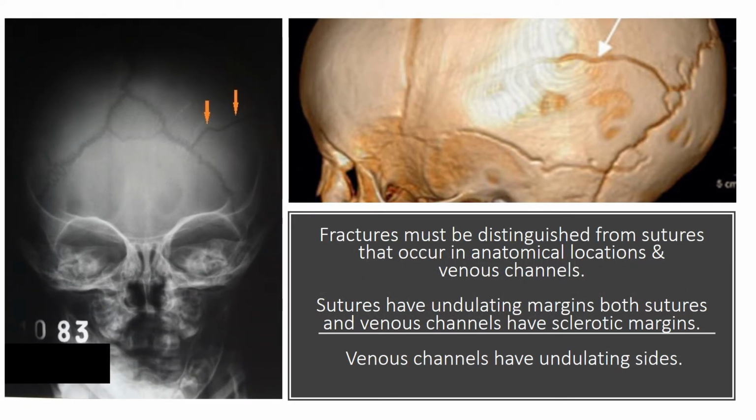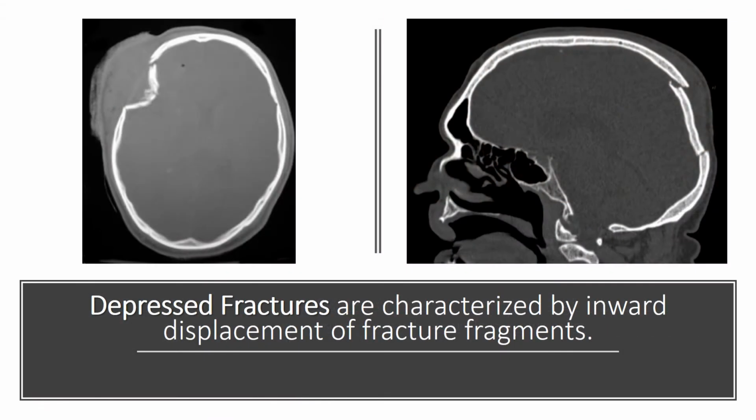Fractures must be distinguished from sutures that occur in anatomical locations, sagittal, coronal, lambdoidal, and venous channels. Sutures have undulating margins. Both sutures and venous channels have sclerotic margins. Venous channels have undulating sides. Depressed fractures are characterized by inward displacement of fracture fragments.